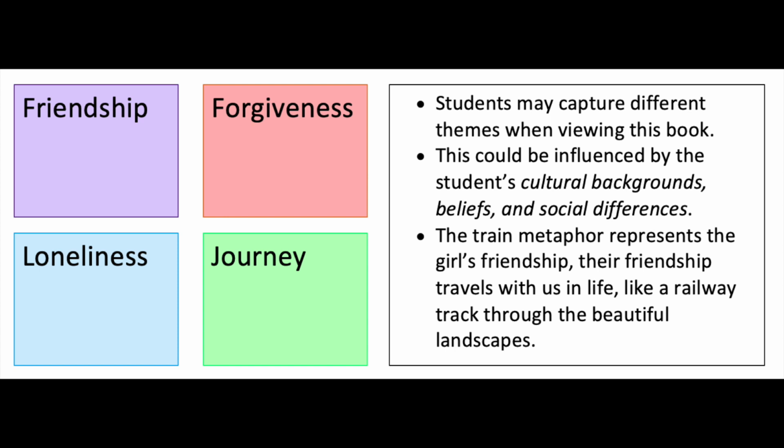Friendship is the main theme presented throughout the book and allows students to observe how to be kind to friends and the consequences or guilt one may feel when they are disrespectful to their friends. The train journey is a metaphor for the girls' friendship. It represents the girls' friendship as it travels through us in life.